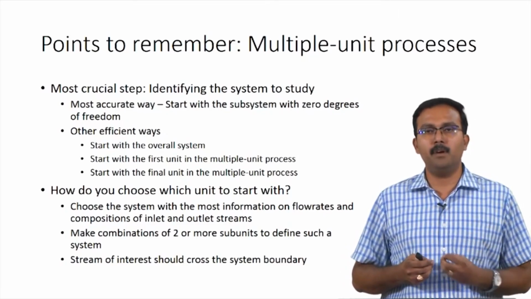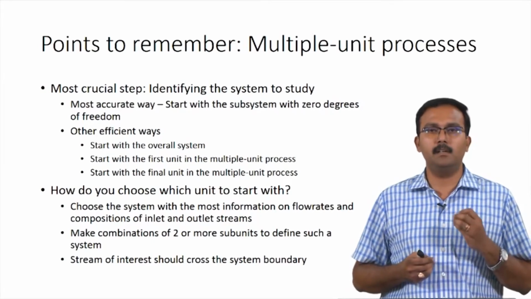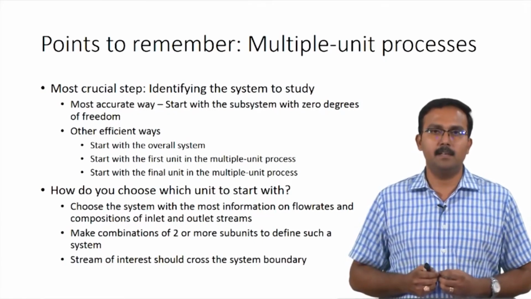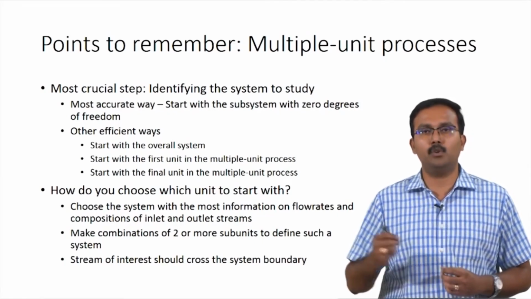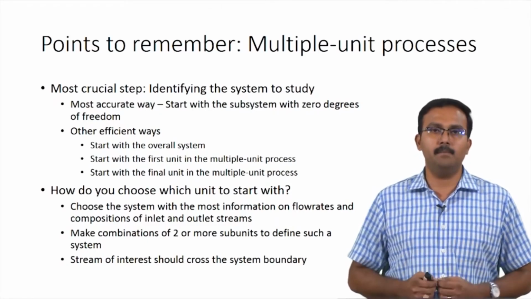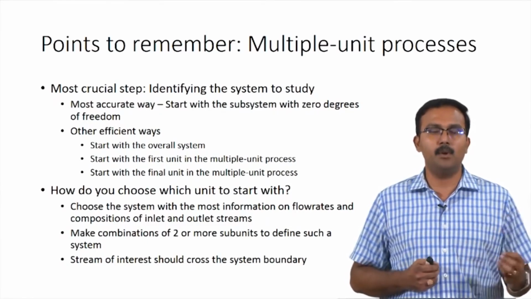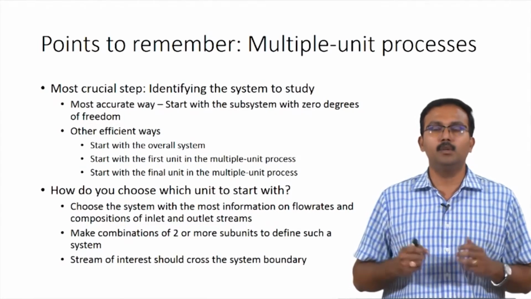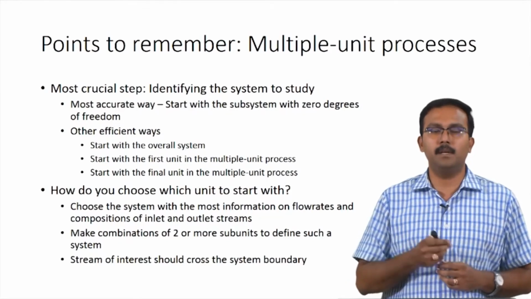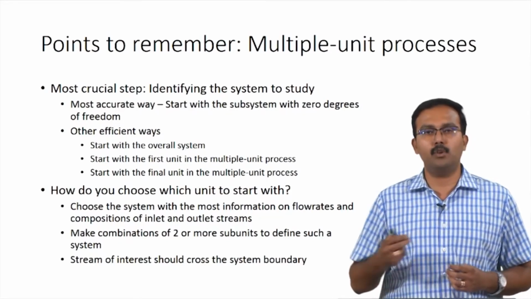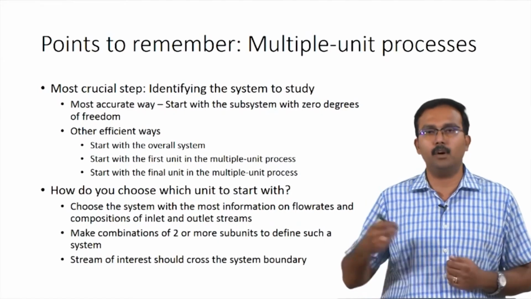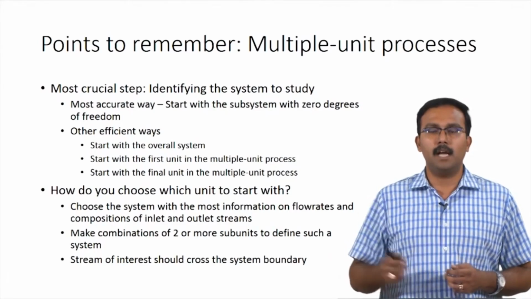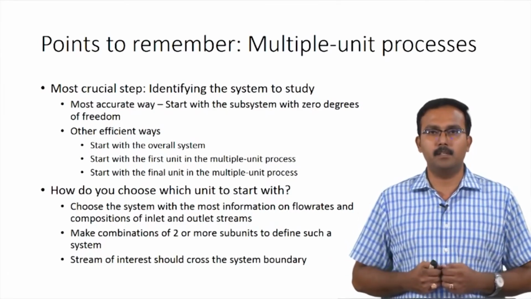So, when we perform these calculations, another important aspect which we need to remember is that if we have a stream of interest, then that particular stream has to cross the system boundary. By that I mean, if we have to calculate the flow rate or composition of a particular stream, then the system drawn should not encompass this particular stream. This stream has to cross the system boundary either as an input or as an output. Only when we do this, we will be able to calculate the parameters for that particular stream.